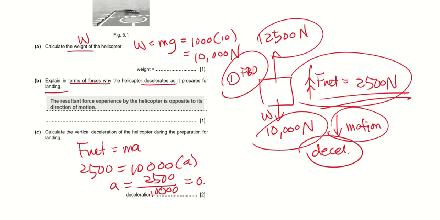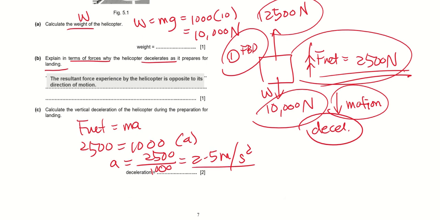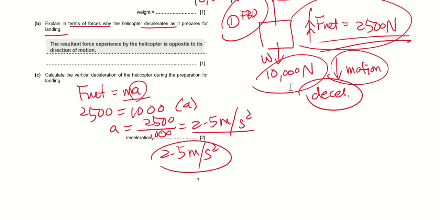Oh, sorry, I used the weight instead of the mass. So it should be 1,000. Don't make the same mistake as me. So it will be 2.5 meter per second square. So by right, this is deceleration, it should come with a negative sign because this a stands for acceleration. But we can just put deceleration will always be positive, so we can put it as 2.5 meter per second square. So remember to make a switch. Deceleration cannot be negative.